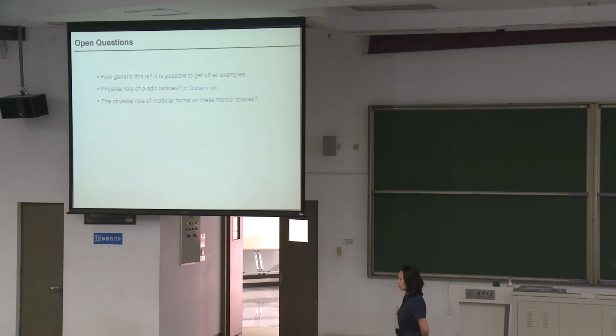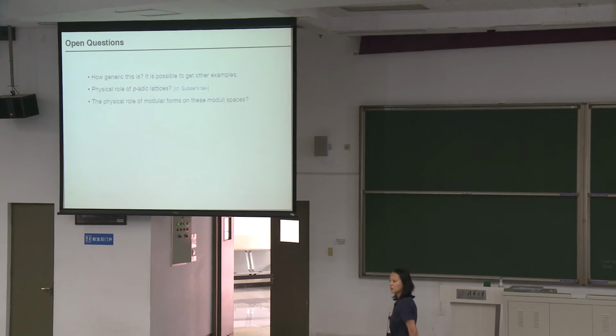And so that's a very quick summary of what we have done. And clearly there are many open questions. For instance, the biggest question is just how generic it is, because these are quite special Calabi-Yaus. And so it should be possible to try to get more examples. And is there any physical role in these p-adic lattices that we have seen that has enabled us to compute the volume? And finally, the physical role of the modular forms on these moduli spaces. Usually these modular forms play an interesting role in physics, but here we don't know the answer yet.